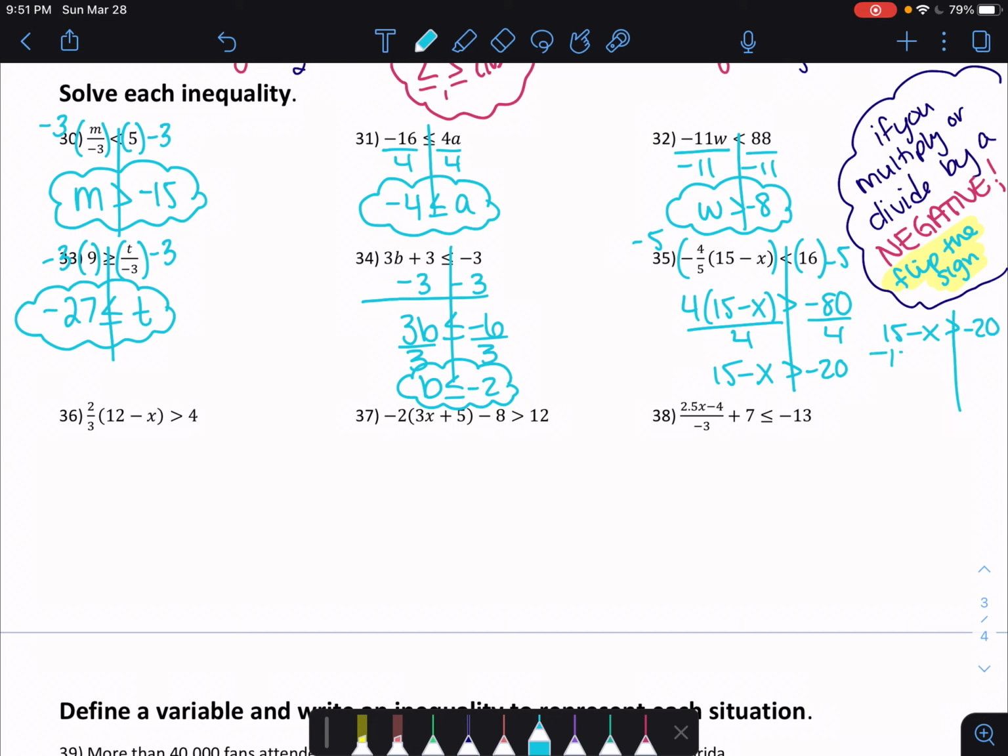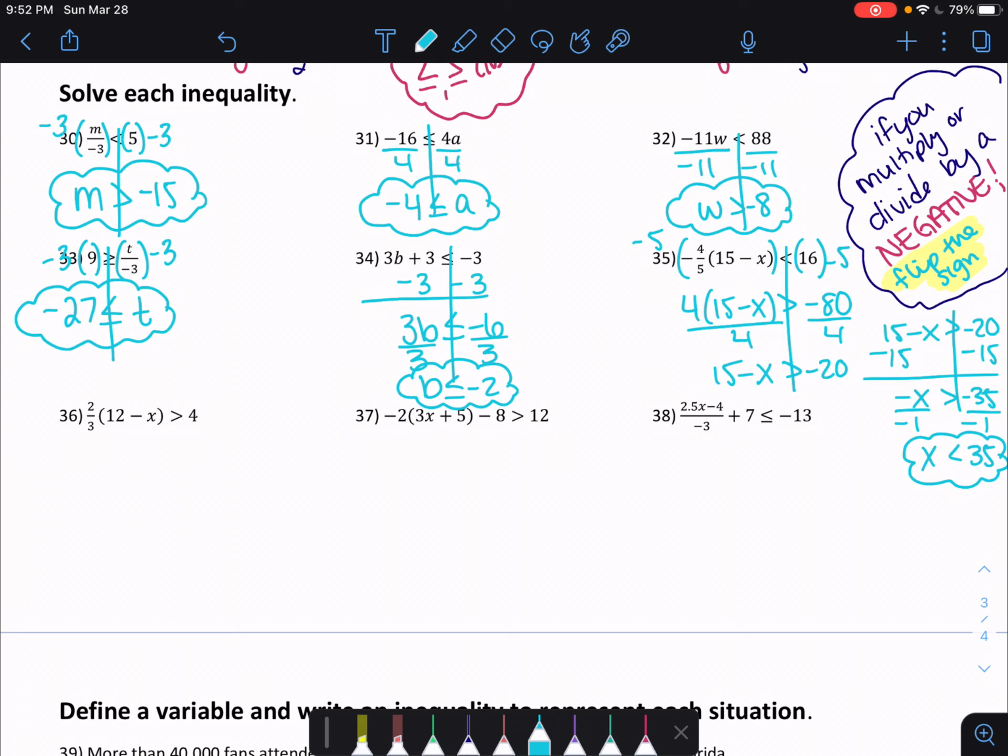Then I'm going to subtract 15 from both sides. So -x, don't forget to bring that down with you, is greater than -35. And then I'm going to divide by -1, so my sign is going to flip back over. So every time you multiply or divide by a negative, the sign has to flip.